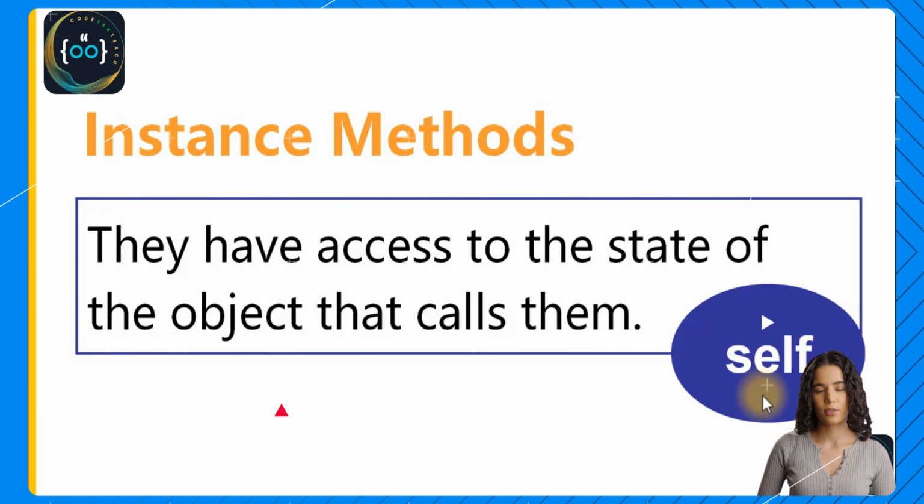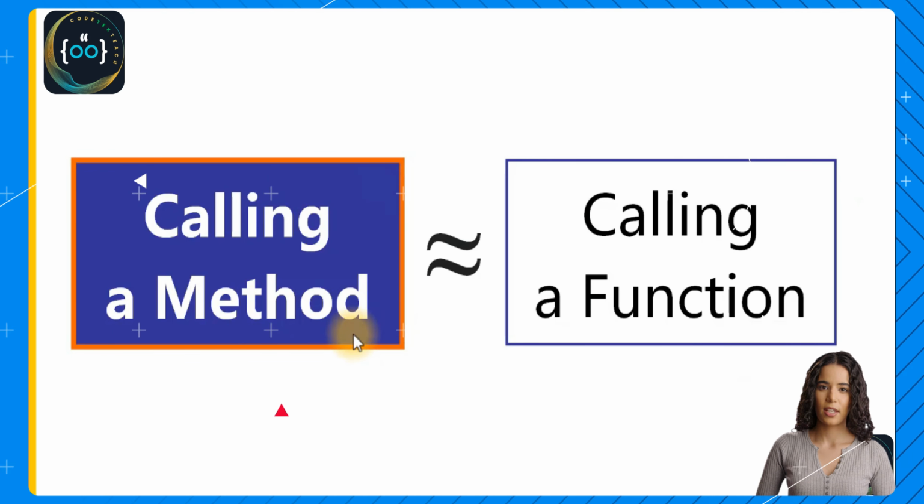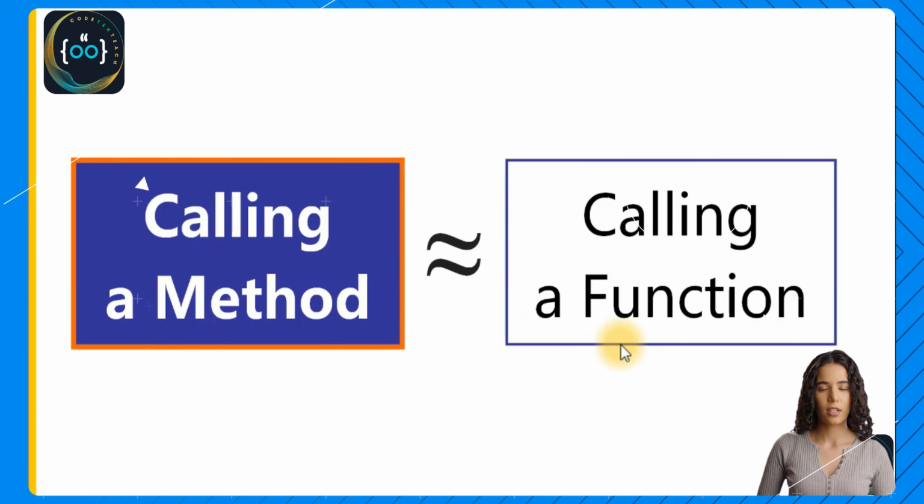that is asking to execute its functionality. Calling a method is very similar to calling a function, because we are asking the program to run its functionality or to execute its lines of code. But this time, it is a specific object that will be calling the method.